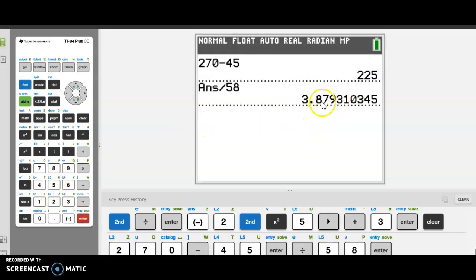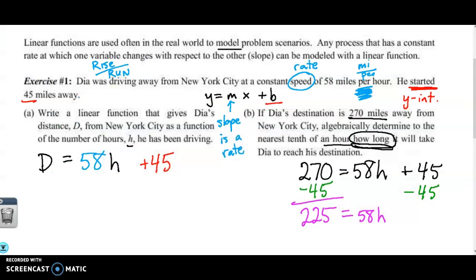Then to solve, you could take that answer and divide by 58, and to the nearest tenth, just a reminder on rounding, you look at the next digit. If it's 5 or higher, it bumps up this digit, so 3.9 hours. If you have any questions on how to round, you've got to let me know. Otherwise, I'm assuming you know how to round.